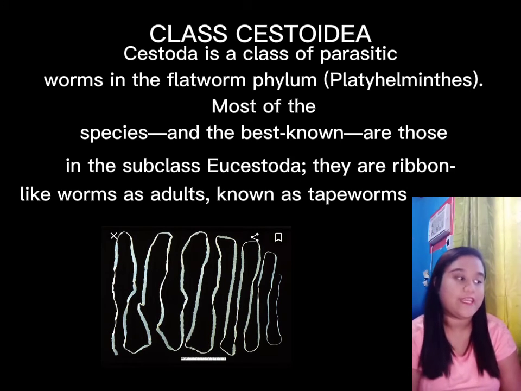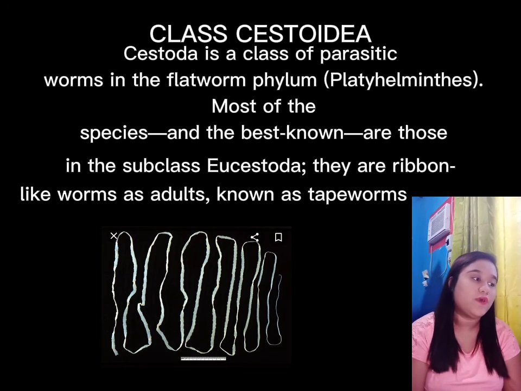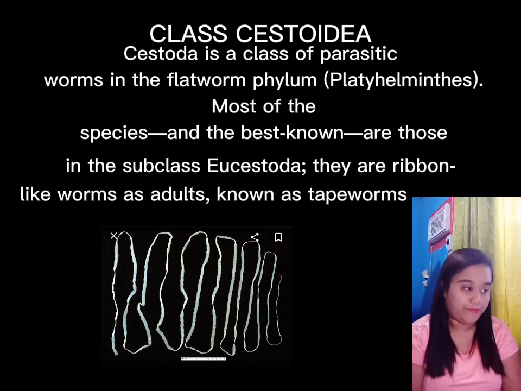Class Cestoda. The class Cestoda is a class of parasitic worms in the flatworm phylum, the Platyhelminthes. Most of the species best known are those in the subclass Eucestoda, and they are ribbon-like worms as adults. They are also known as tapeworms.